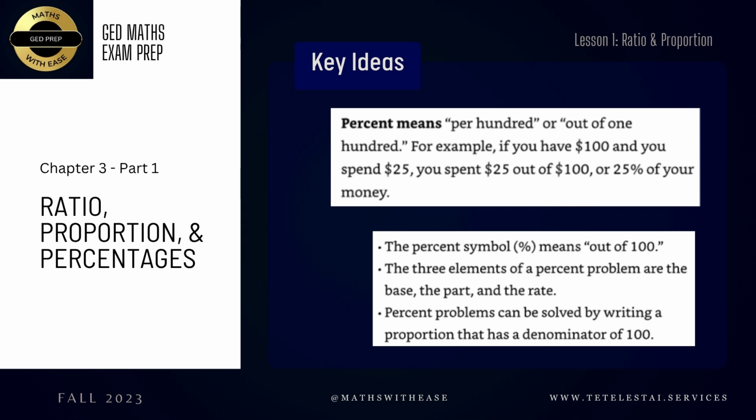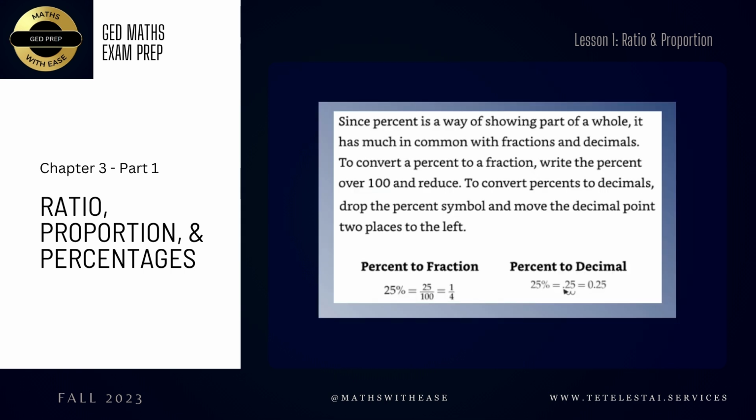Now the question is not going to tell you that, right? So you're going to, again, have to be able to recognize that the question is about percentages, and then you'll immediately know that that number is going to be out of 100, okay? So since percent is a way of showing part of a whole, it has much in common with fractions and decimals, right?